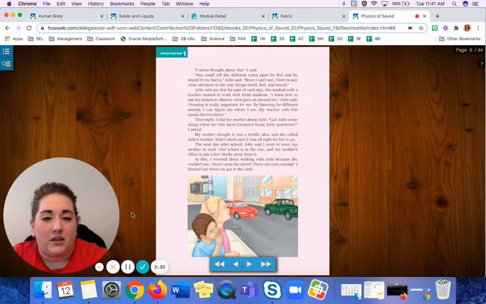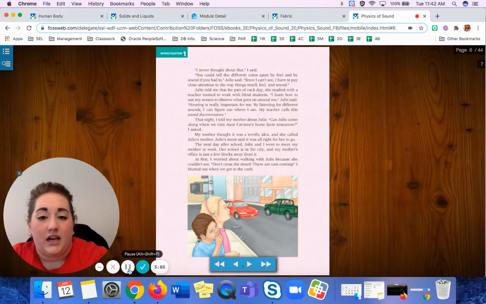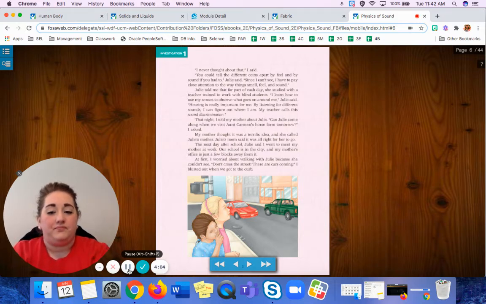That night, I told my mother about Julie. Can Julie come along when we visit Aunt Carmen's horse farm tomorrow? I asked. My mother thought it was a terrific idea, and she called Julie's mother. Julie's mom said it was all right for her to go. The next day after school, Julie and I went to meet my mother at work. Our school is in the city, and my mother's office is just a few blocks away from it. At first, I worried about walking with Julie because she couldn't see. Don't cross the street. There are cars coming, I blurted out when we got to the curb.